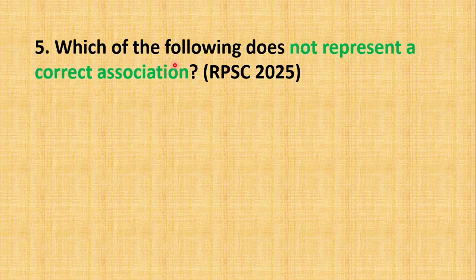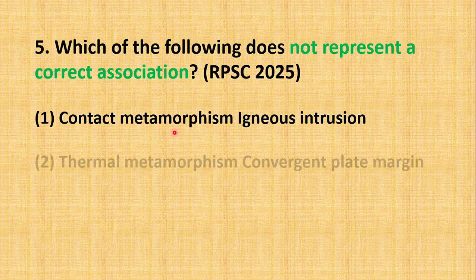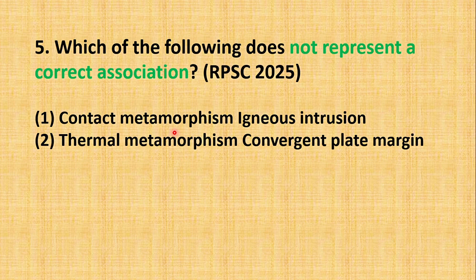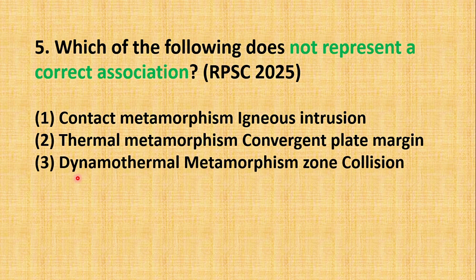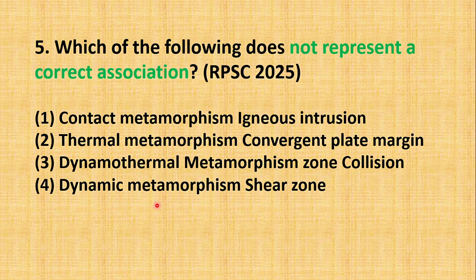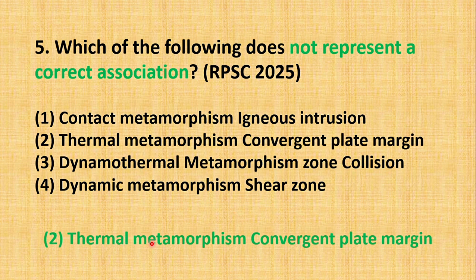Next question, which of the following does not represent a correct association? Contact metamorphism, igneous intrusion; thermal metamorphism, convergent plate margin; dynamothermal metamorphism, zone of collision; and dynamic metamorphism, the shear zone. So the correct answer is thermal metamorphism with the convergent plate margin, because this is not a correct combination. Thermal metamorphism is associated with the igneous intrusion.